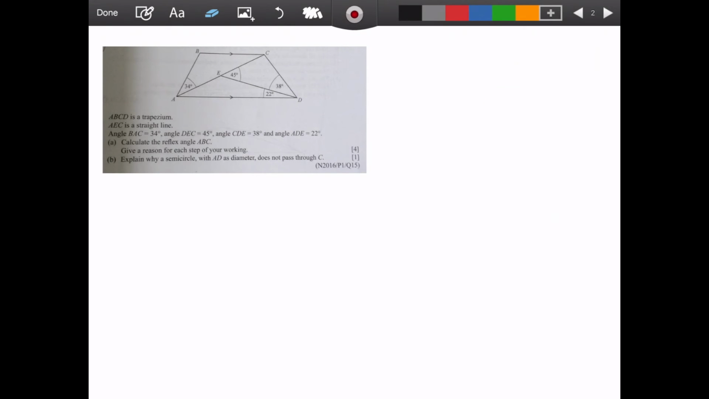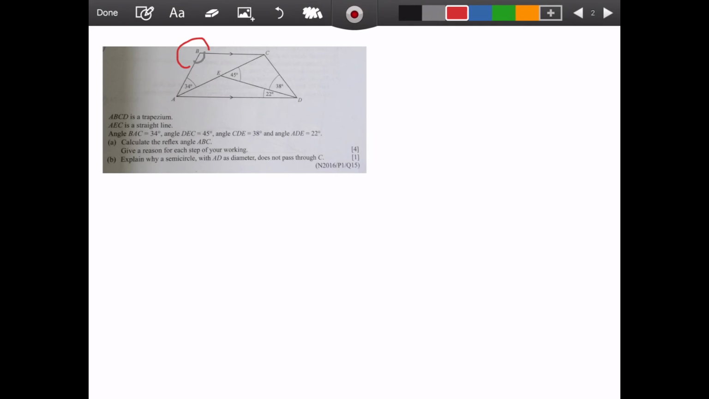The question says ABCD is a trapezium. As you can see over here, AEC is a straight line, angle BAC is 34 degrees, angle DEC is 45, angle CDE is 38 degrees, and ADE is 22 degrees. Calculate the reflex angle ABC. So the question wants us to find this one, over here, angle ABC. No, the question says calculate the reflex angle ABC, so that means it wants the outside, the outer one.